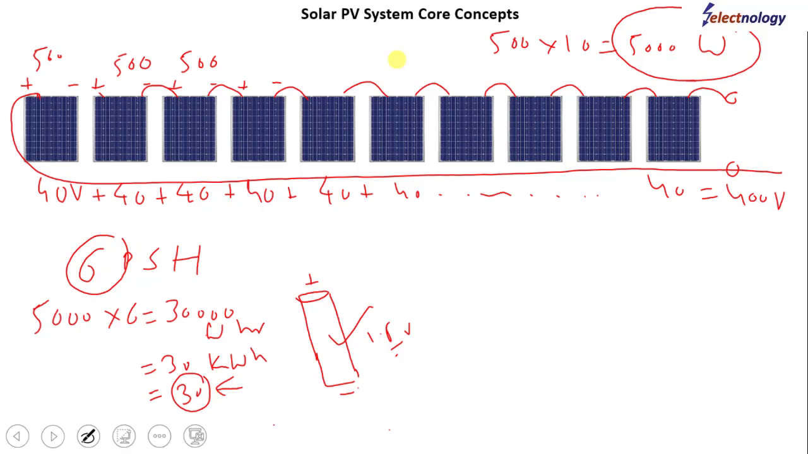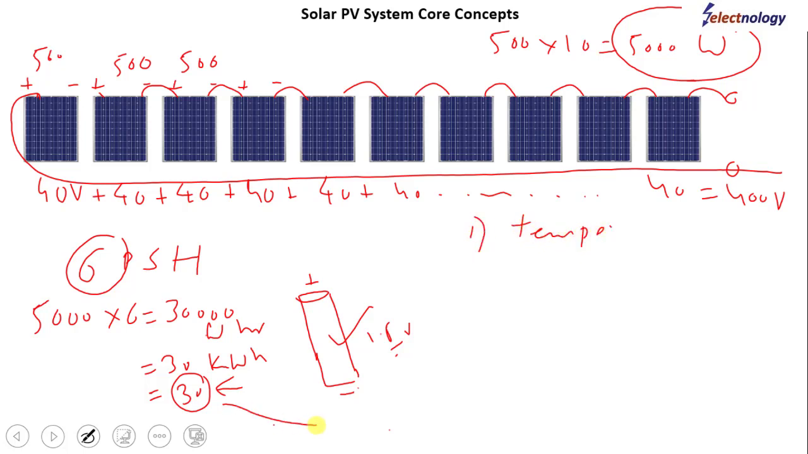In reality, it doesn't happen like this. We calculated 30 kilowatt hours or 30 energy units shall be produced, but it's not like this. The reason is there are a number of losses in the system. The first loss is due to the temperature.